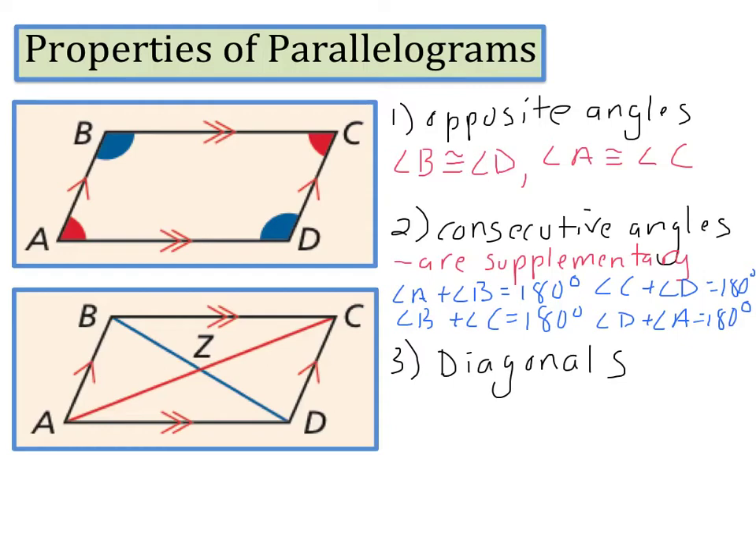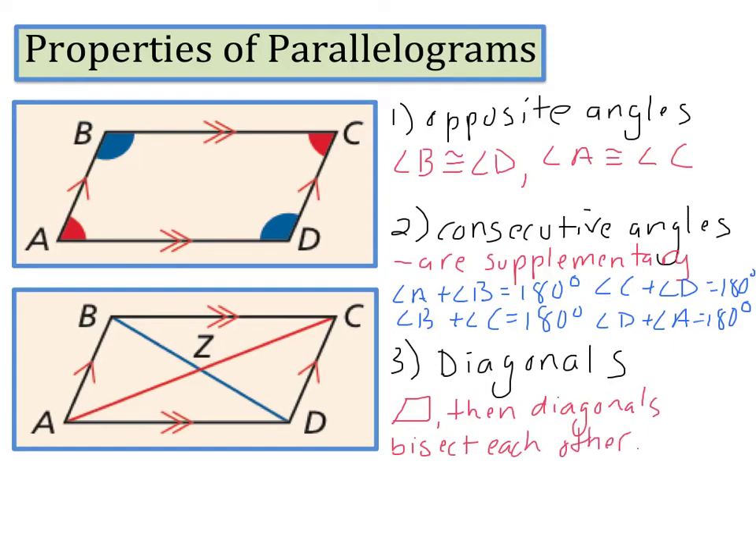Now let's talk about diagonals. So if a quadrilateral is a parallelogram, then the diagonals bisect each other. So if we have a parallelogram, then the diagonals bisect each other. Meaning they basically cut each other in half.